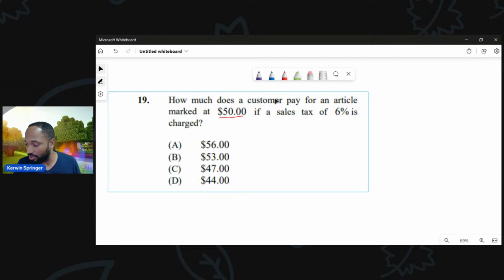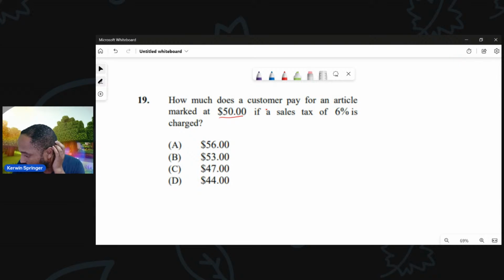Right, I keep going. How much does the customer pay for an article marked at $50? The sales tax of 6% is charged. $53. 6% of 100 is 6, so 6% of 50 has to be half of that, 3, and add it on. So you can do that question mentally. No sweat needed.